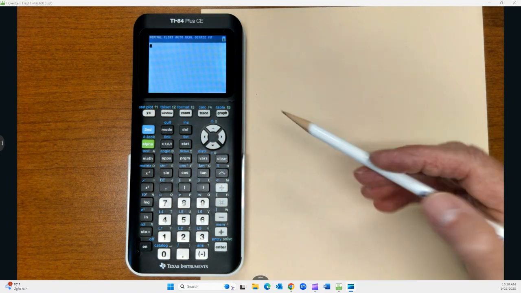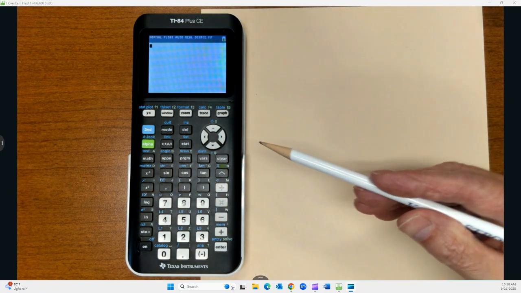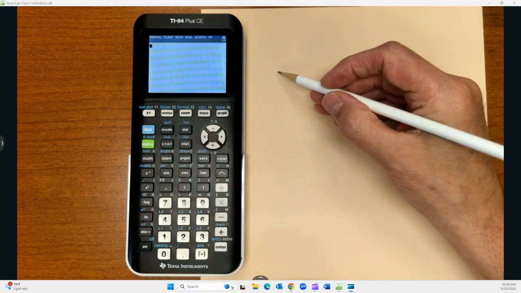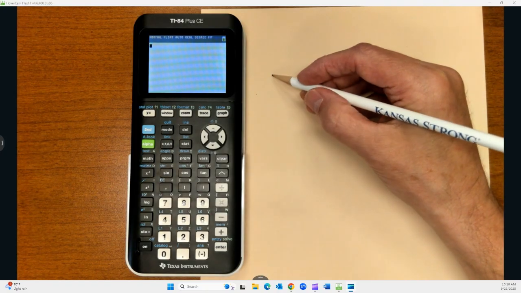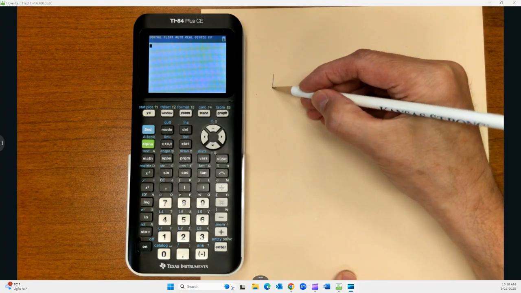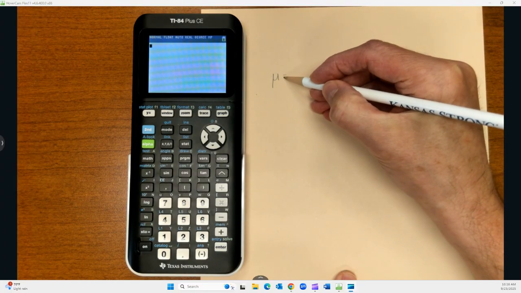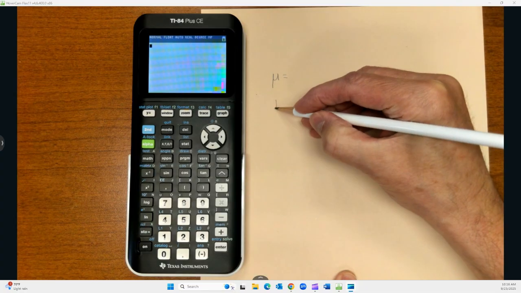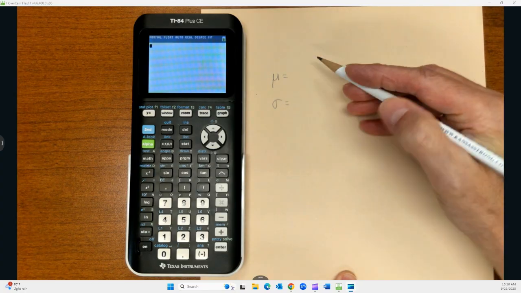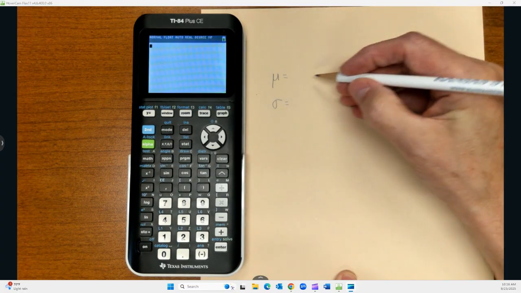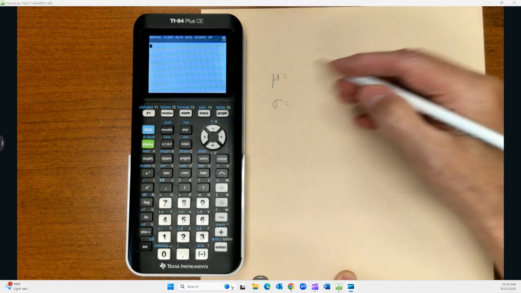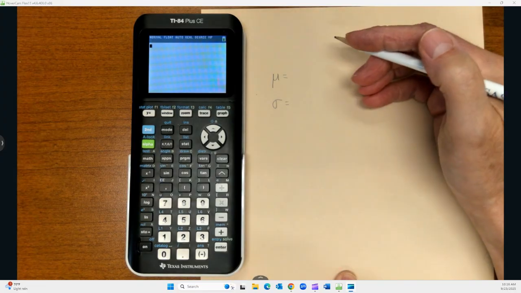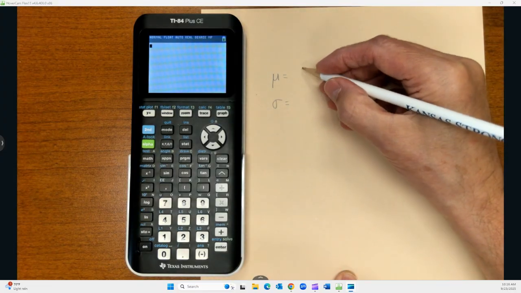Hello class, here's a little demonstration on how you can use your TI-84 calculator to determine probabilities from a normal distribution. We completely define the normal distribution if we know the mean and the standard deviation. And if it's a standard normal distribution, then of course the mean is 0 and the standard deviation is 1.